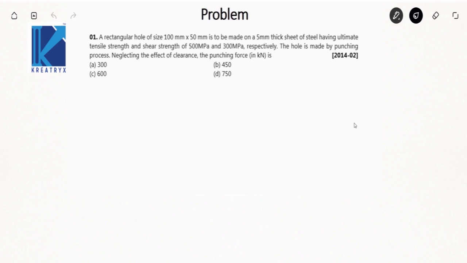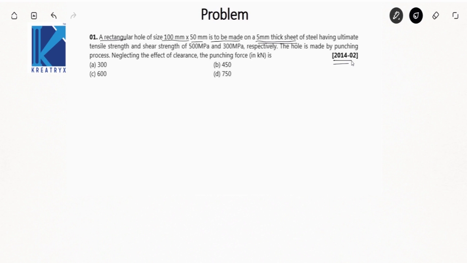Going to solve some GATE previous year questions from the chapter sheet metal operation. Now this is a GATE 2014 set 2 question. Reading the question, it says that a rectangular hole of size 100 mm by 50 mm is to be made on a 5 mm thick sheet.